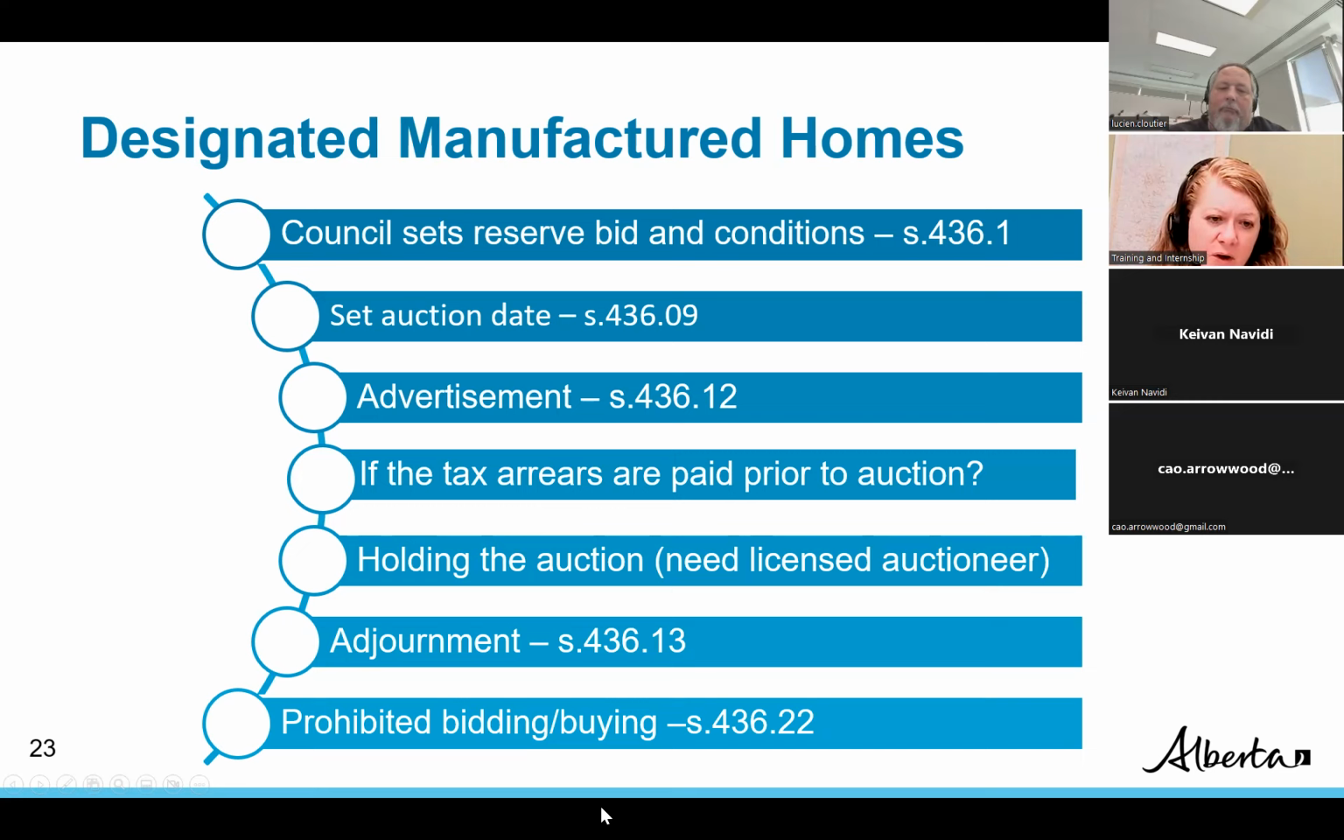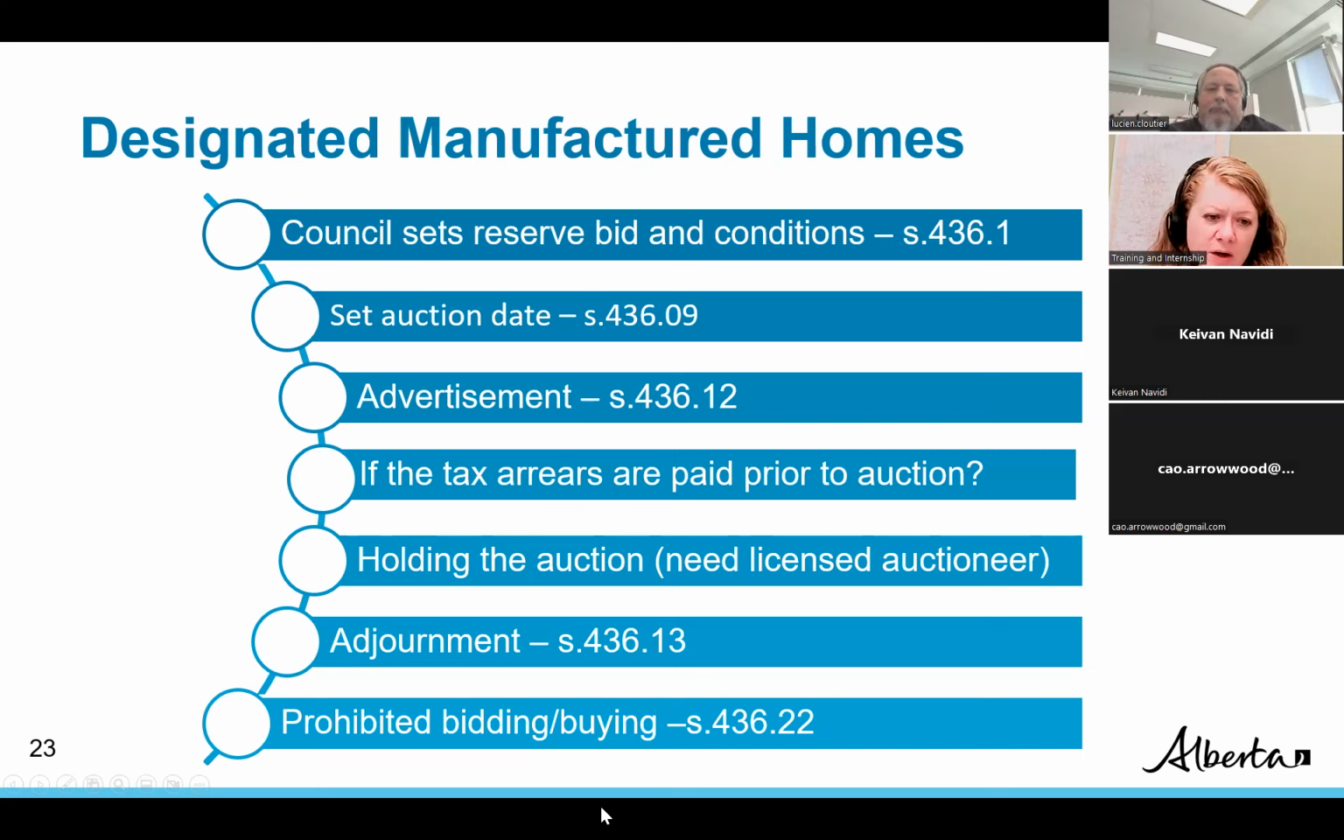So you're going to send a copy of the ad to the owner of the DMH, the park owner, and any interested parties not less than 4 weeks before the auction. And again, you'll need to do a registry search on the serial number to acquire this information.